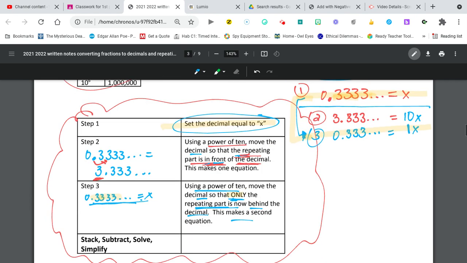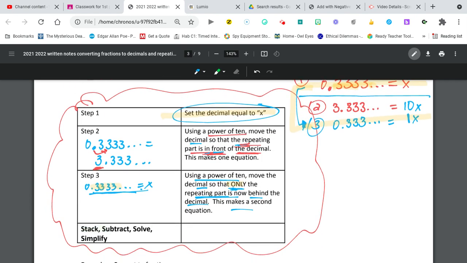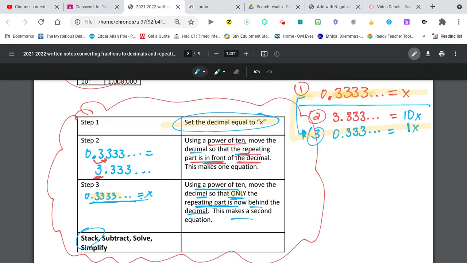Okay, now it says stack them at that point. So I'm going to stack them. They're already stacked. Okay. Then it says subtract them. So I'm going to subtract here, subtract there. And then it says solve and simplify.